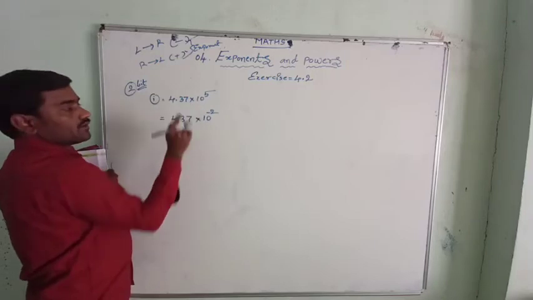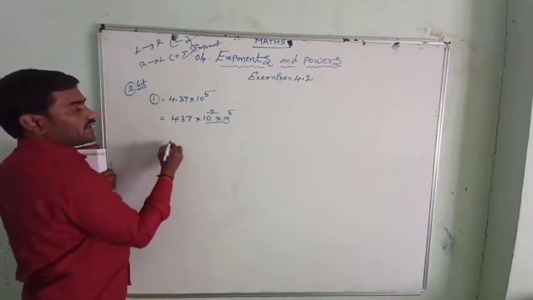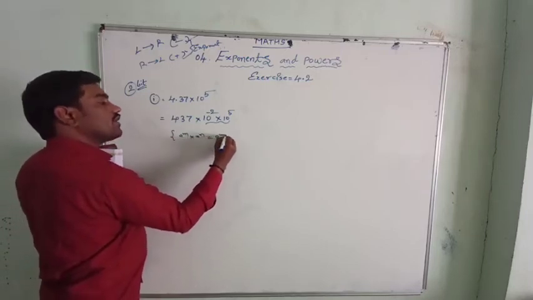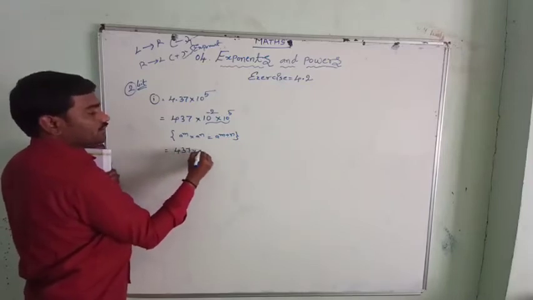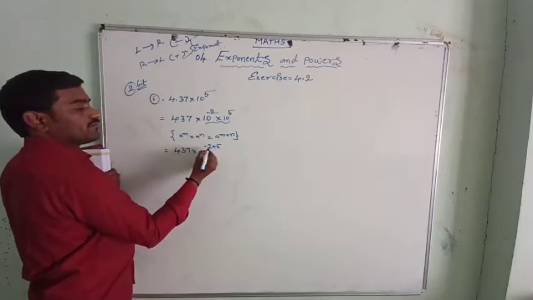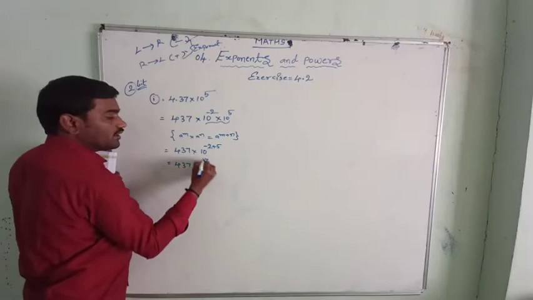2.6 moving here into 10 to the power of 5. Here we use the formula that a to the power of m into a to the power of n equals a to the power of m plus n. So that is 437 into 10 to the power of minus 2 plus 5. 5 minus 2 is 3. 437 into 10 to the power of 3.